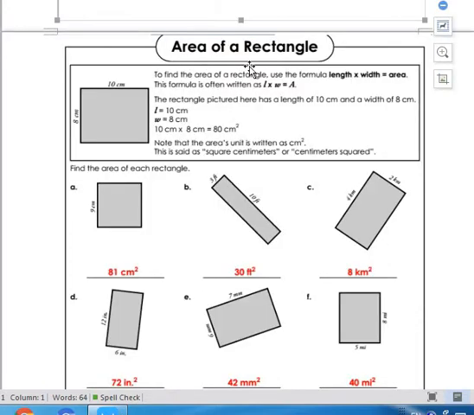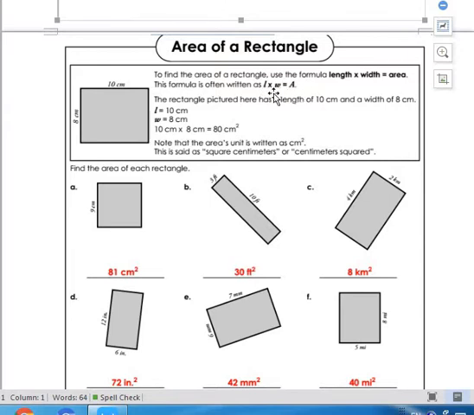Moving to area of a rectangle. Okay, I have here a rectangle. Do you remember the area of the rectangle? We use the formula length times width. So length times width equals the area. To find the area of a rectangle, use the formula length times width equals area. This formula is often written as L times W equals A.